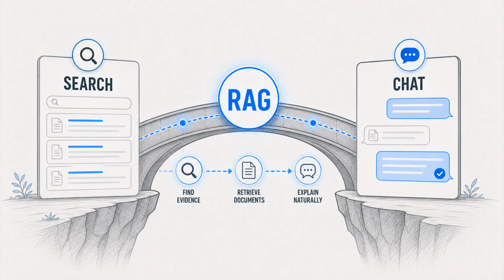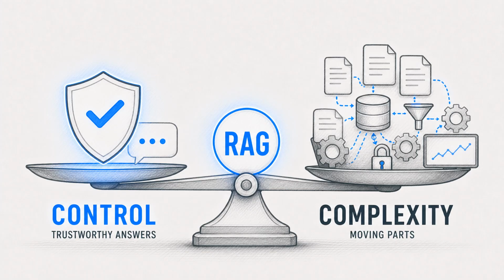RAG is not just search, and it is not just chat. Search gives you documents to read. Chat gives you fluent language. RAG combines them, so the system can find evidence and then explain it in a human-friendly way. The main trade-off is control versus complexity. RAG can make AI more useful for real knowledge work, but it adds moving parts. Documents must be prepared, retrieved, filtered, secured, and monitored over time.